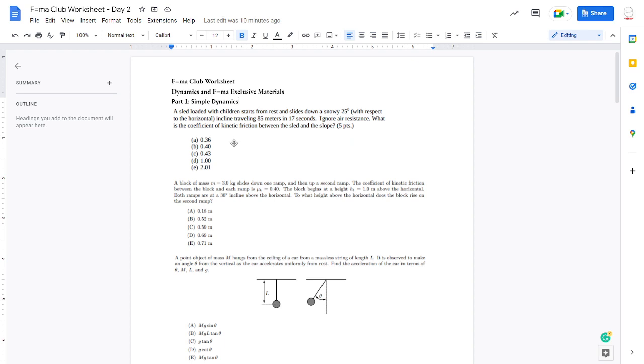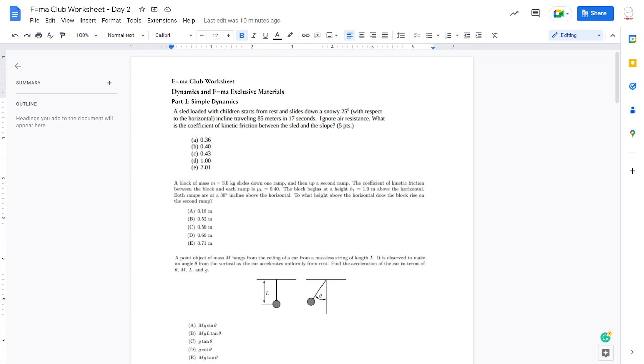So let's talk about our first problem now. A sled is loaded with children, starts from rest and slides down a snowy 25-degree incline, traveling 85 meters in 17 seconds, right? And we're told to try and find the kinetic friction. So let's get straight into this once I'm able to work this out.